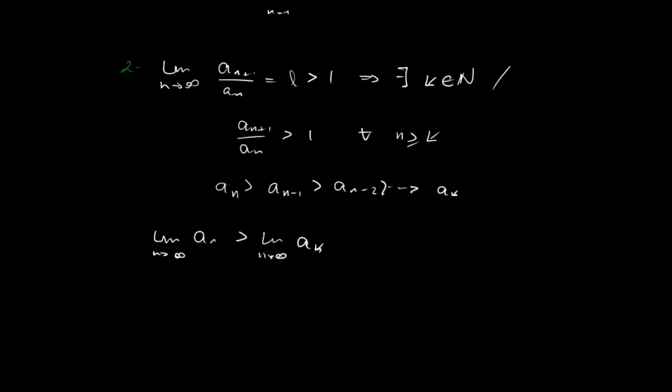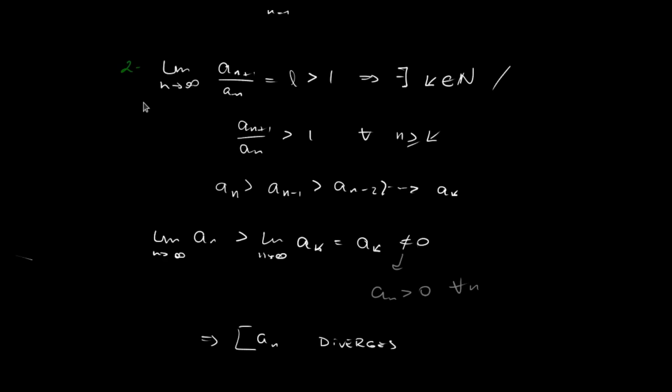But as this doesn't depend on n, this is just a number, and the limit of a number is the number itself. And we said that a sub n was greater than 0 for all n. So this is different to 0. And then as the limit is different to 0, our series diverges. This is also a theorem we saw in the last video, so I recommend you go and check it out.